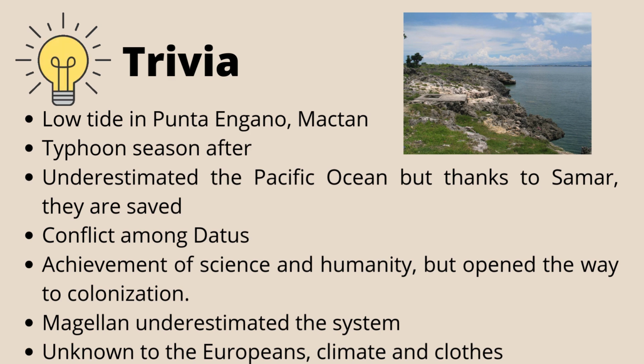After the Battle of Mactan, it was typhoon season and they were stranded in Sarangani. Even though Europeans had this kind of information about things, they were still unfamiliar with the climate. They underestimated the Pacific Ocean, but thanks to Sarangani, they were saved. They were hungry, they were sick, and they had no supplies. But thanks to Sarangani, they were safe.